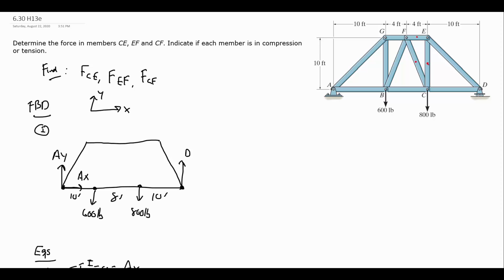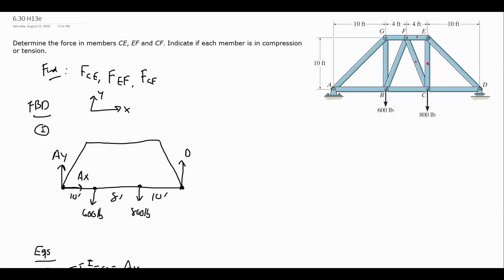And we really don't want to start at pin E, F, or C, because if we see, they're each connected to more than 2 members. So starting there, just algebraically, it's going to be tougher. We're going to ultimately need more equations, and we're going to be developing more unknowns. So instead, I would start this with a section cut.